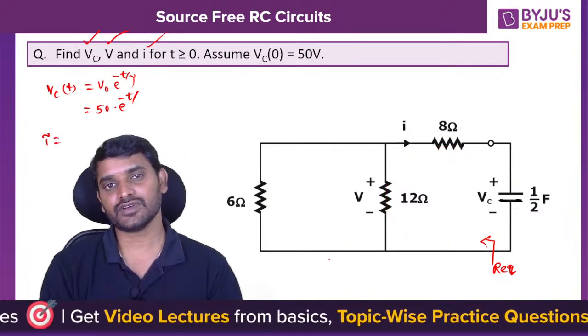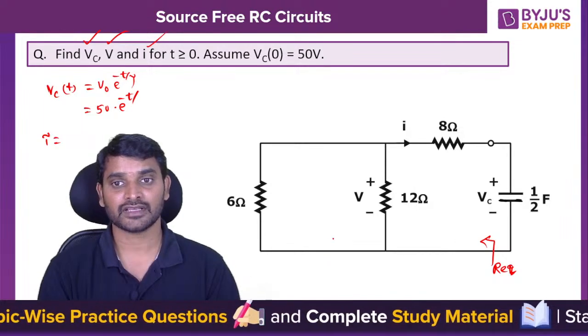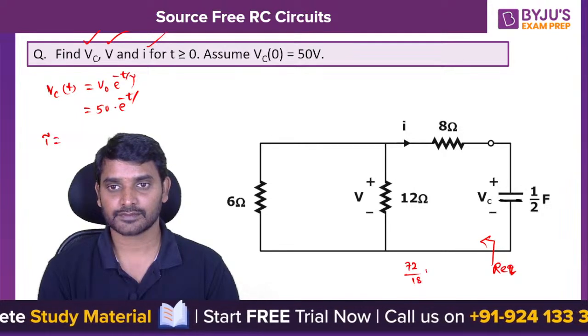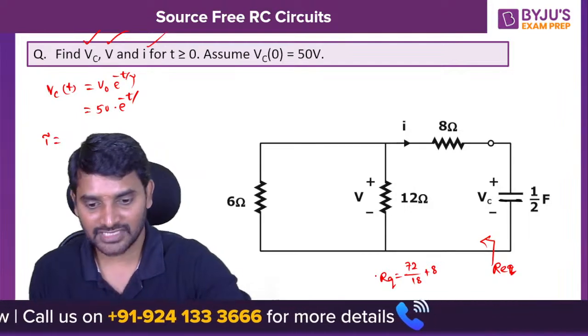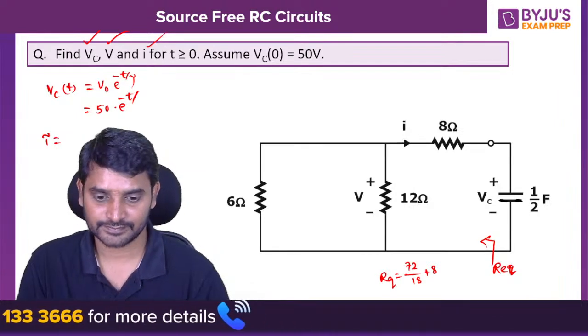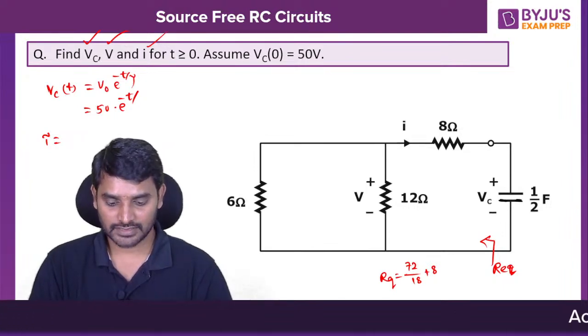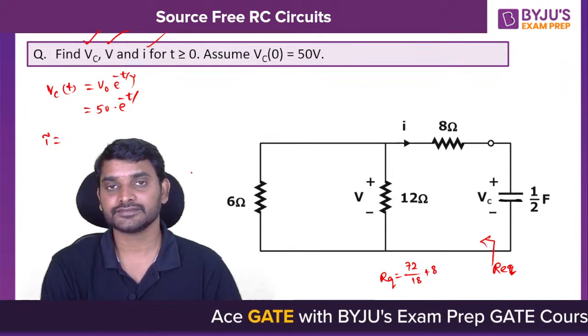Alright. 6 and 12 are in parallel. So 12 into 6 is 72, divided by 18, plus 8. So this is my R equivalent. Can you tell me how much this is? 72 divided by 18 plus 8, that is 12.